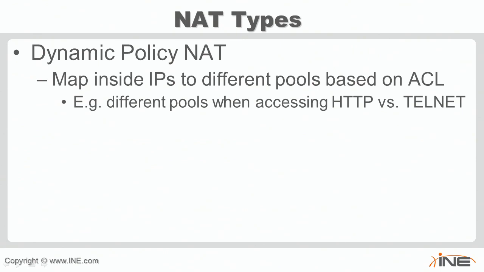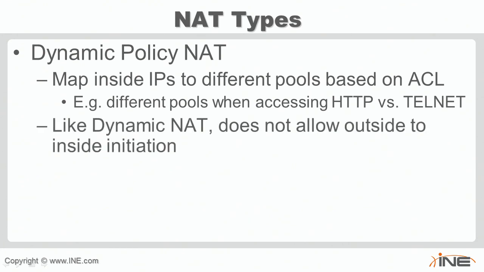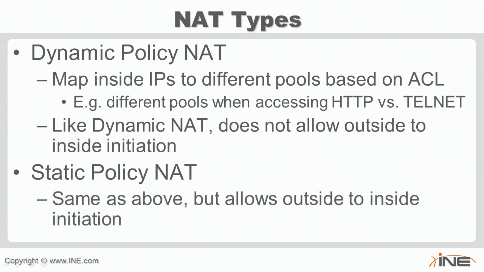I could force the voice traffic to be translated one way and then all of the other traffic to be translated the other way. But again, since this is a dynamic translation, the key is that we cannot go outside to in. We would have to wait until we initiate from the inside out, and then we could return back in. This is the difference between the static version and the dynamic version. Static policy NAT is still based on where the destination you're going to is, but it allows you to initiate from the outside back to the inside network.